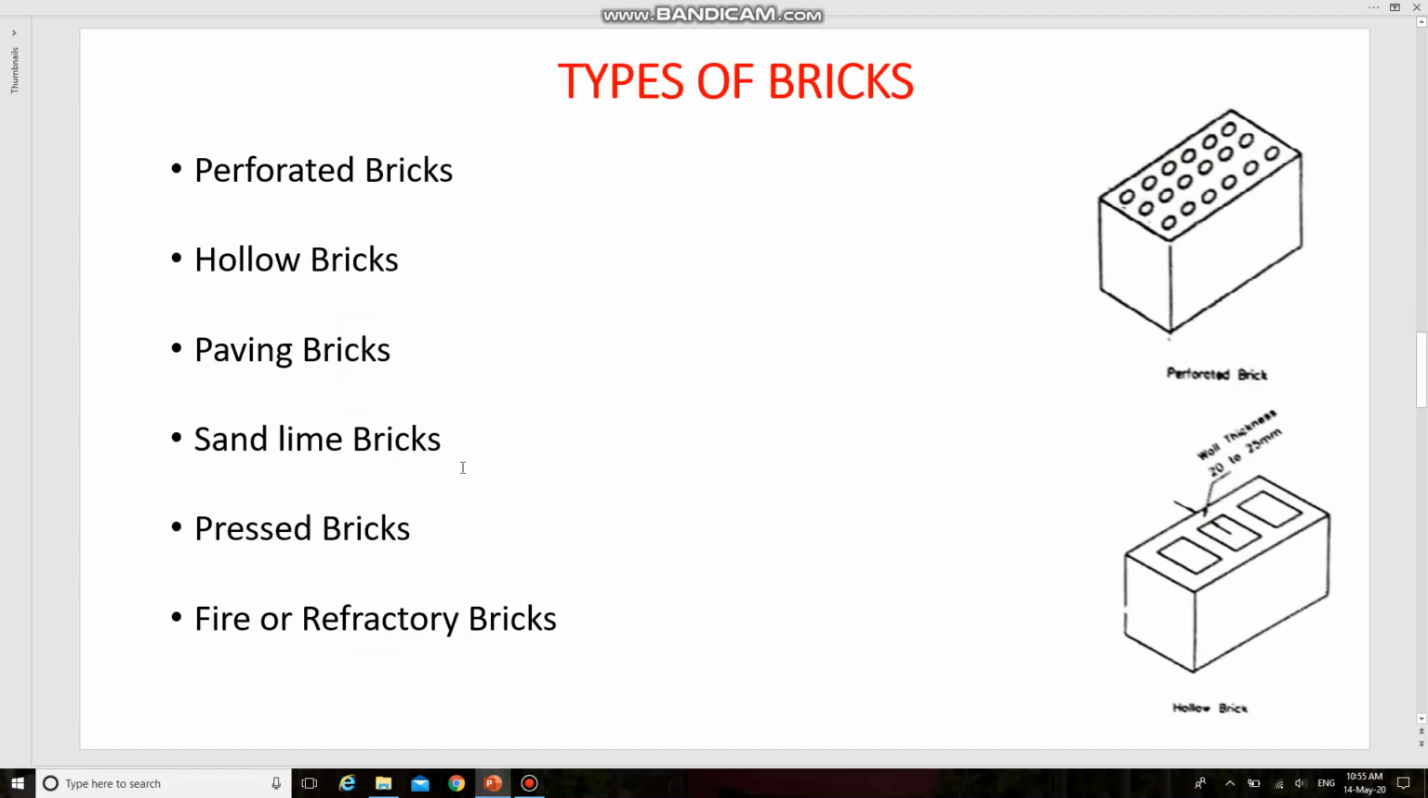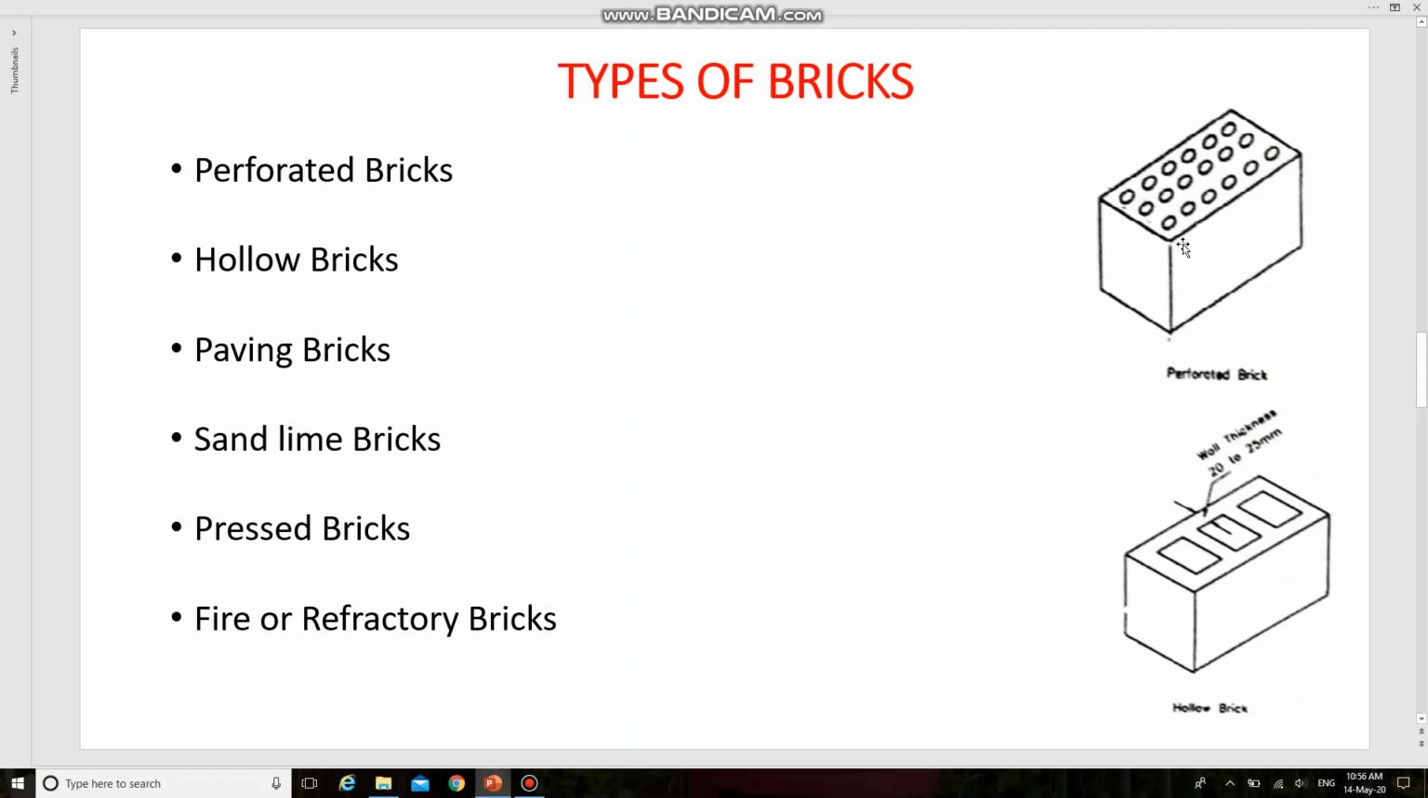So next one is special types of bricks. First type is perforated brick. This perforated brick is shown in this figure. These bricks contain cylindrical holes throughout their thickness. They are light in weight and hence the transportation cost is less. The compressive strength of these bricks should not be less than 70 kg per centimeter square on gross area. Heat insulation capacity of these bricks is very high, but sound insulation capacity is low.